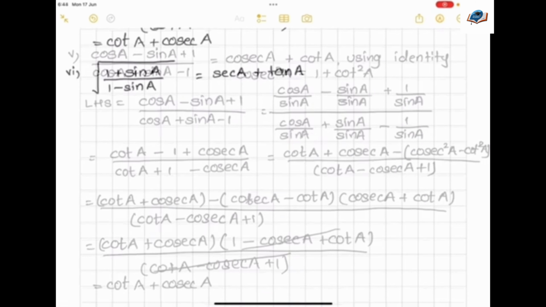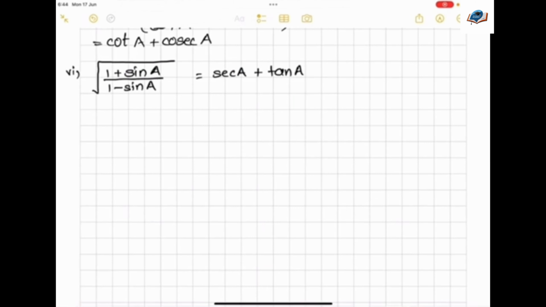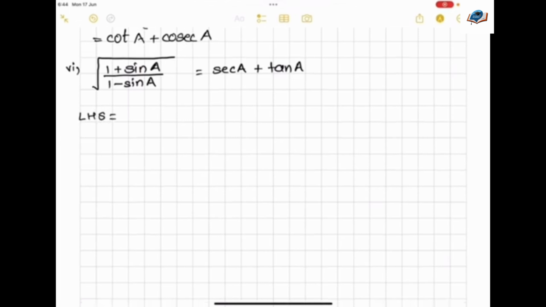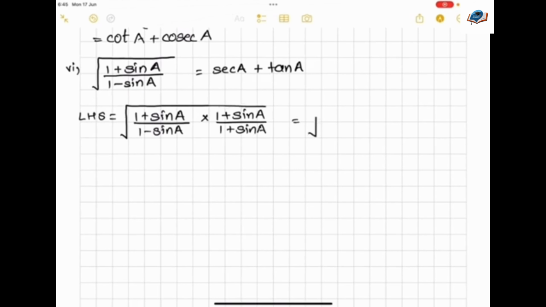Now sixth one is root of 1 plus sin A upon 1 minus sin A equal to sec A plus tan A. So here I am multiplying LHS with conjugate. So LHS equal to root of 1 plus sin A upon 1 minus sin A, and multiplying with conjugate, 1 plus sin A upon 1 plus sin A. So that will be root of 1 plus sin A whole square upon 1 minus sin square A.